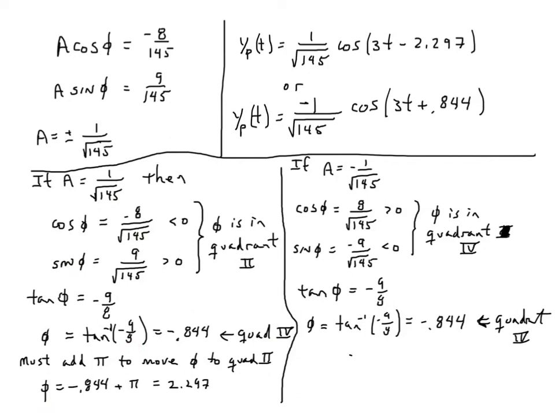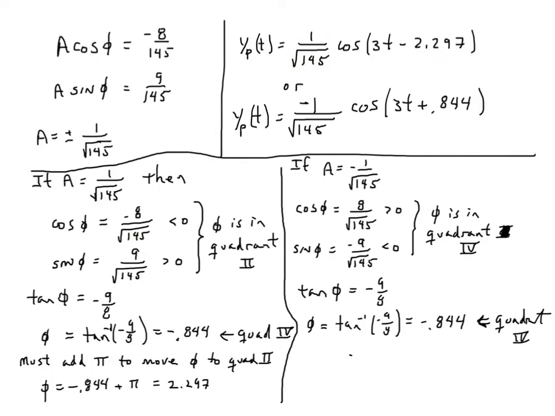So this result puts me in quadrant 4. I need to be in quadrant 2. I add pi, and this is the angle for phi that I'm going to use. Up here, you see I've put it all together. Here's my a, cosine 3t minus phi. So my amplitude of my steady state solution is this. This is the phase shift. Its period is still 2 pi over 3.